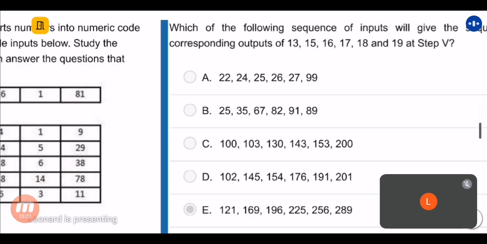See, all the inputs are perfect squares. There is at least one non perfect square in the others. 67 is not a perfect square. 200 is not a perfect square. We know that 102 is not a perfect square. The only list that is all perfect squares is this one. So you didn't even need to think about it.